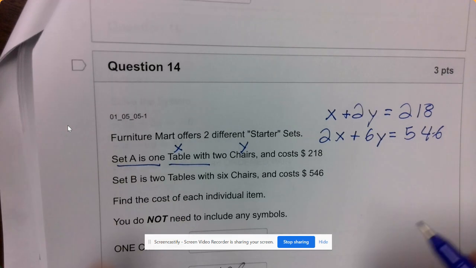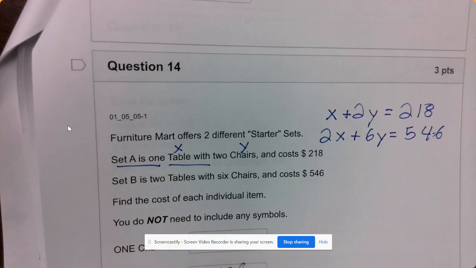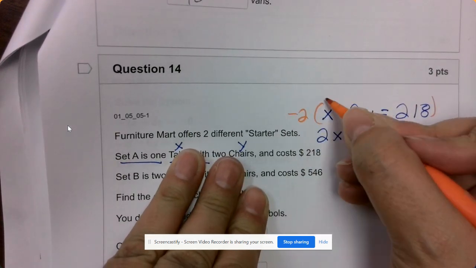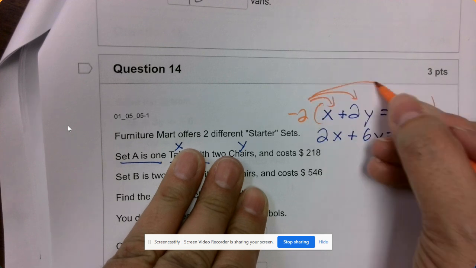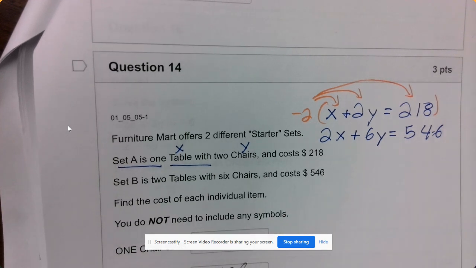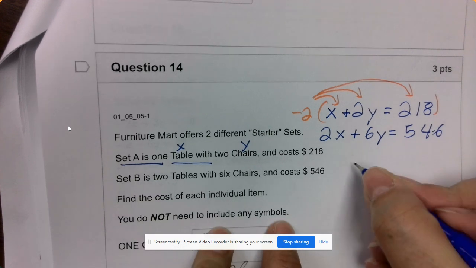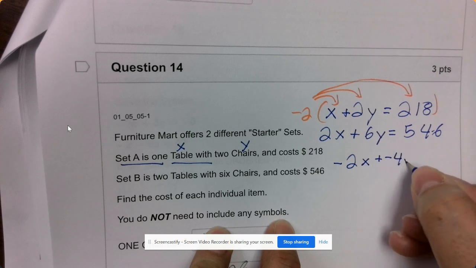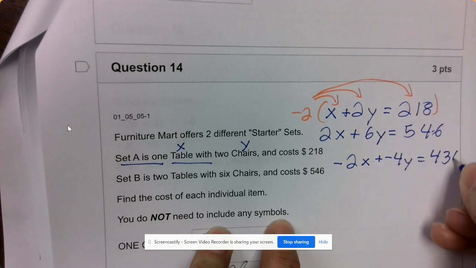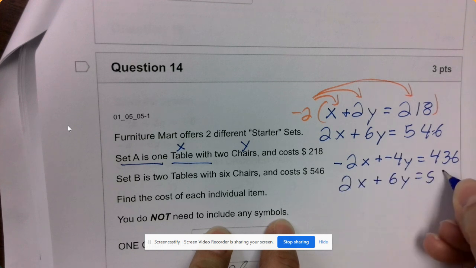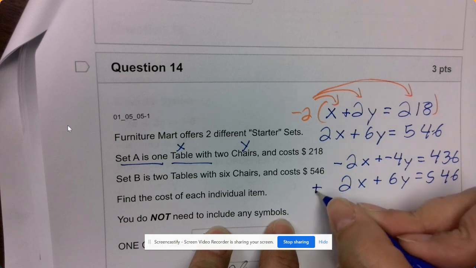Okay. We can do elimination again. So multiply the top one, everybody, by -2. You could also multiply it by -3. It's your choice. I tend to just pick a smaller number. Okay, so we're going to get -2x plus -4y is equal to 436. 2x plus 6y is equal to 556. I'm going to add these together.